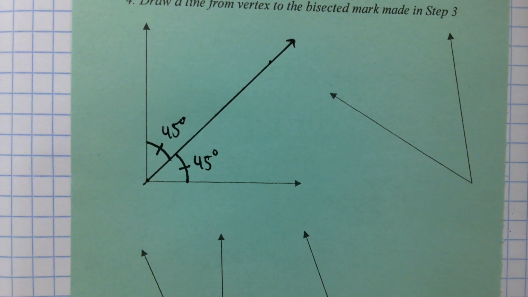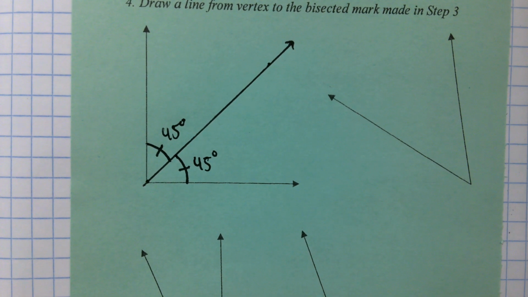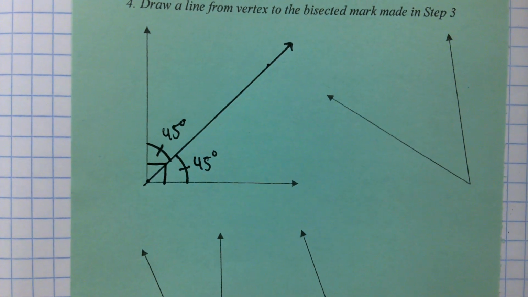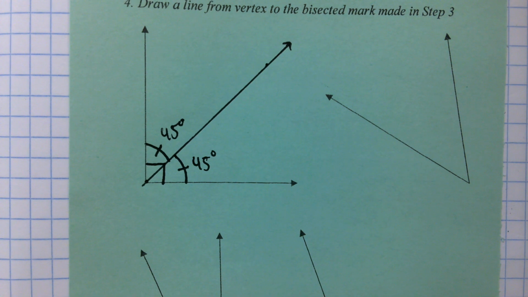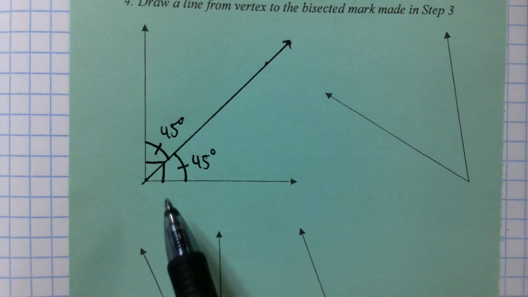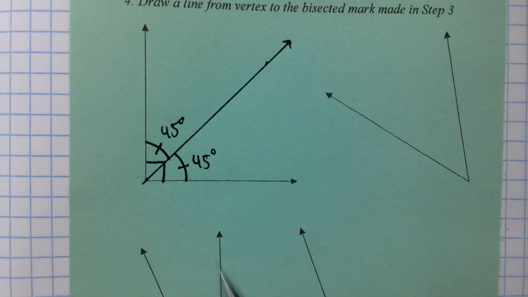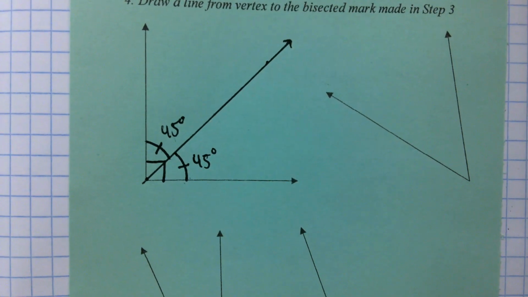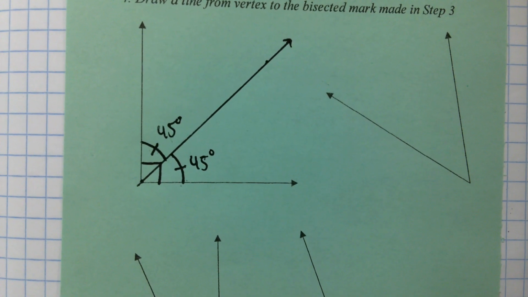What was my whole angle's measure again? 90. How can I mark a 90-degree angle? With a little square in the corner. So I'm going to hit it with a little square down there as well. Right? So I've marked how big my whole angle is. I've marked how big each of my congruent angles is. I really only have to write 45 degrees once if I have those identical angle markers in there. Okay? Give me a thumbs up if that seems okay to you.